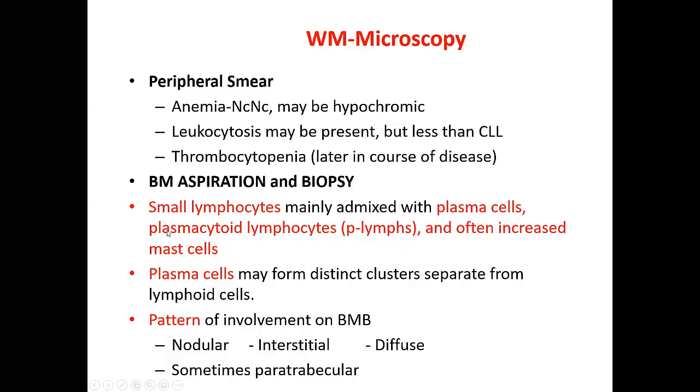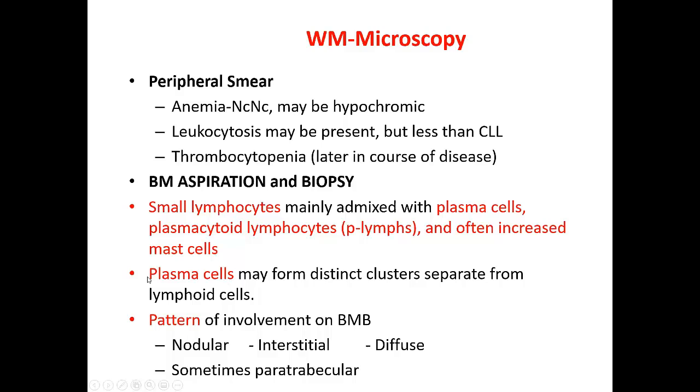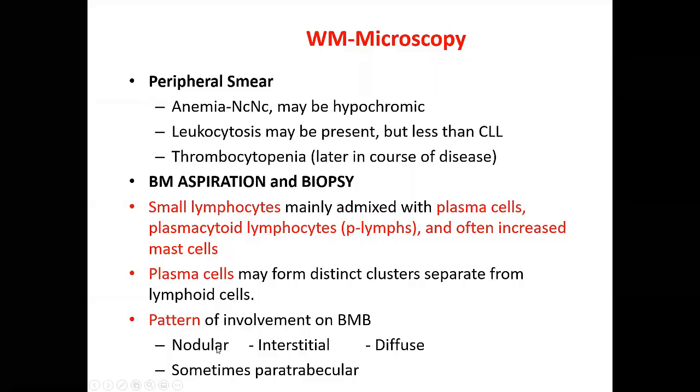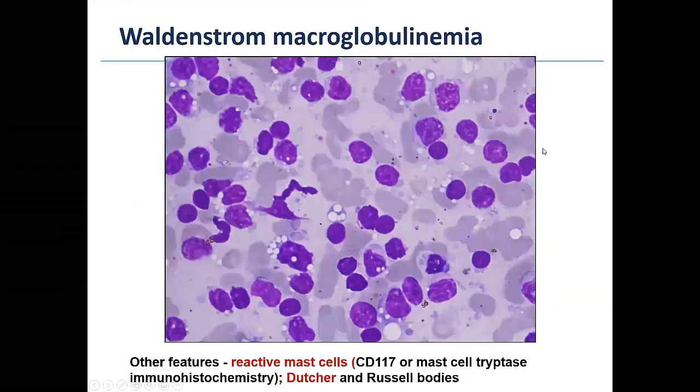So what are these plasmacytoid lymphocytes? These are slightly larger than lymphocytes. They have an eccentric nucleus like a plasma cell, but the nucleus is not of a plasma cell, it is of a lymphoid cell. So plasmacytoid lymphocytes are admixed with plasma cells, and in the background we have mast cells. So they form distinct clusters which are separate from the lymphoid cells. And what is the marrow involvement pattern? It may be nodular, interstitial, diffuse, and sometimes it is paratrabecular.